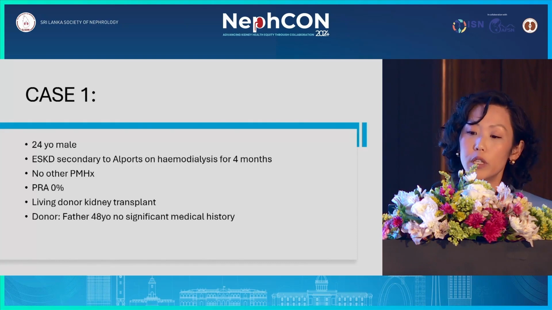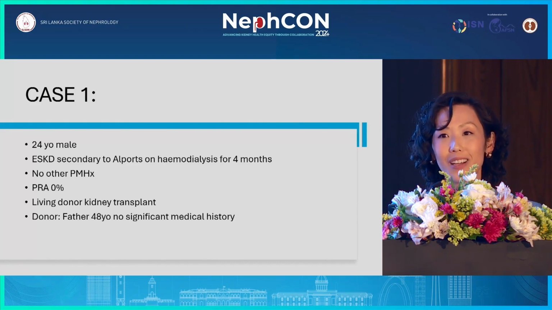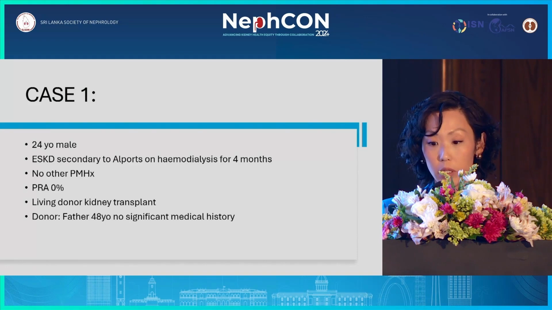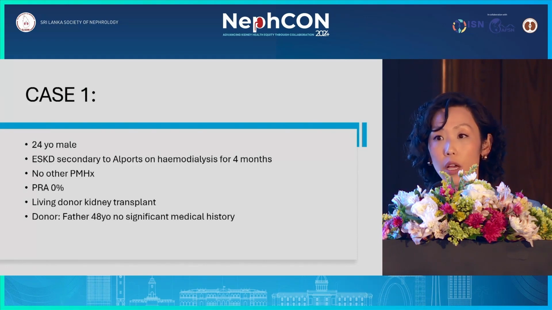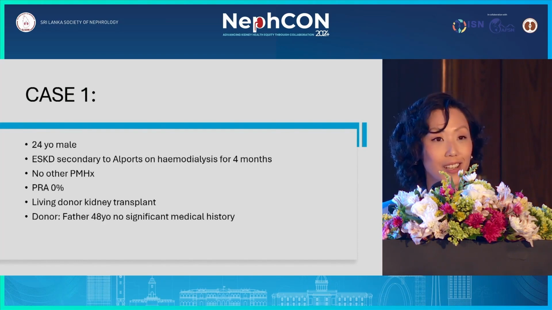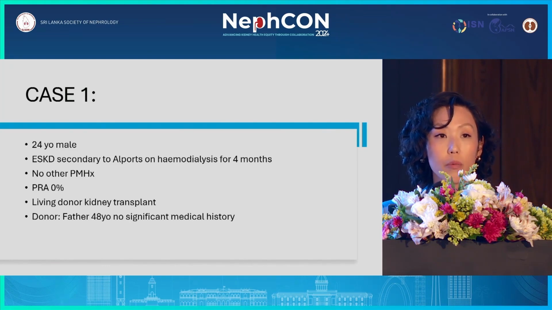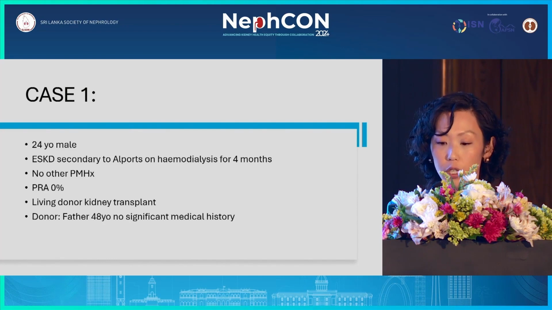The first case is of a 24-year-old man who had recently been diagnosed with end-stage kidney disease secondary to Alport syndrome. He had no other significant past medical history, and he was unsensitized, that is, his panel reactive antibody, or PRA, was 0%. His father, who was a healthy 48-year-old man, came forward as a live donor. Initially, this was intended to be a preemptive transplant. However, as COVID had just struck and shut down all of transplant activity in our area for a period, he ultimately commenced hemodialysis a few months prior to his live donor transplant.